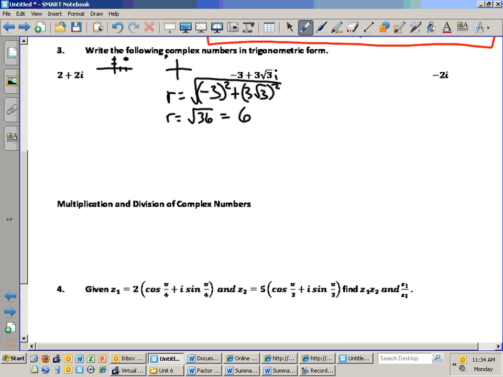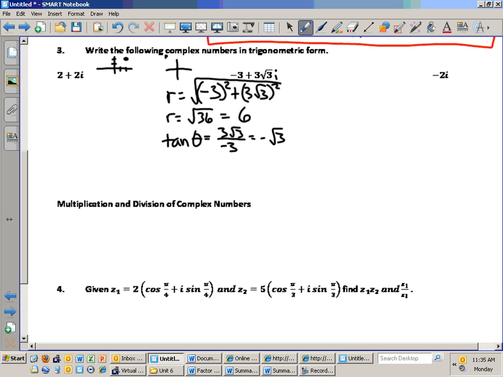If you take 3 squared, you square the 3 to get 9, right? And square root of 3 squared is 3. 9 times 3 is 27. There we got it. So r is equal to 6. Well, now I have to figure out theta. I know that tangent of theta is equal to 3 square root of 3 over negative 3, or negative square root of 3.